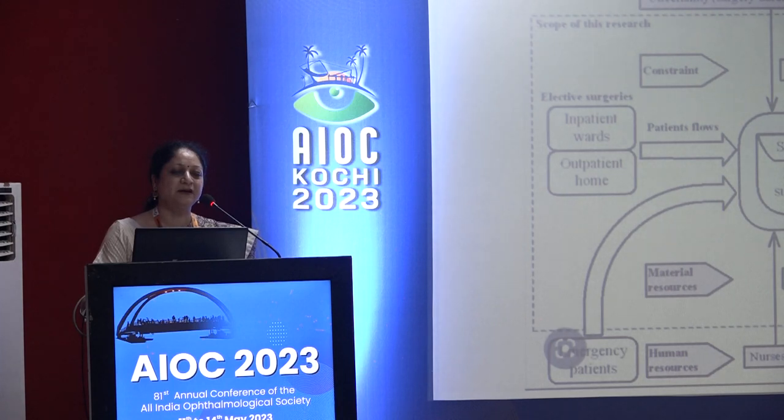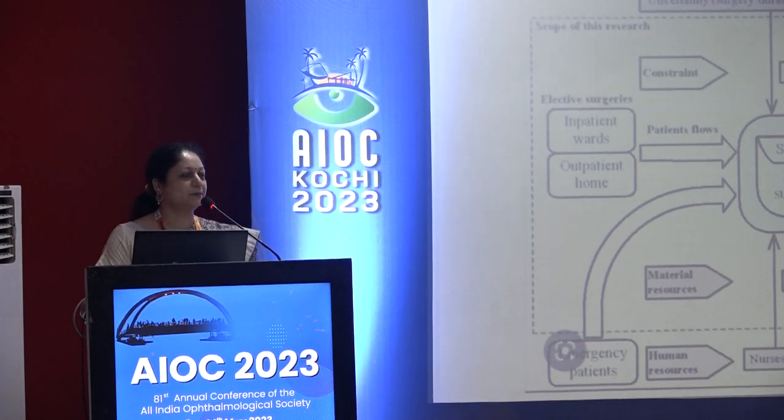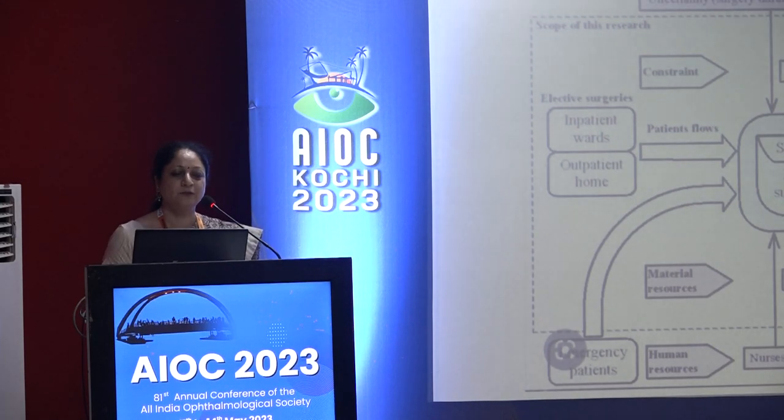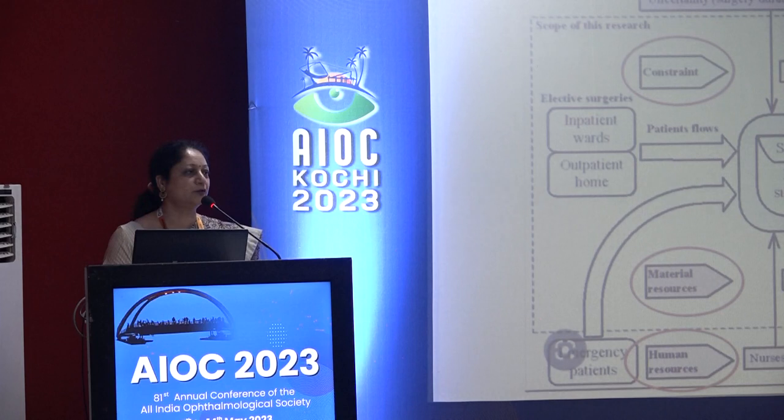OR efficiency benchmarks can be seen in this flow chart. In this flow chart, the patient is involved: outpatients, pre-surgery, surgery, and post-surgery. One can see the constraints, medical resources, and human resources. Where is the problem that is taking more time for one patient to come out of the OT and the PSU and then be discharged?